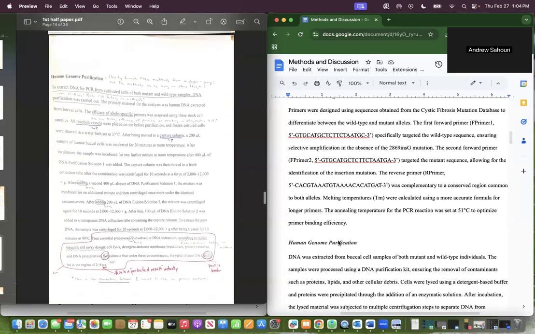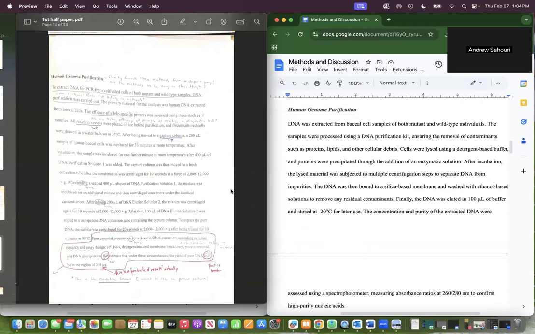And then human genome purification. This is an intro sentence. It doesn't belong in methods, so I removed that. And then DNA.